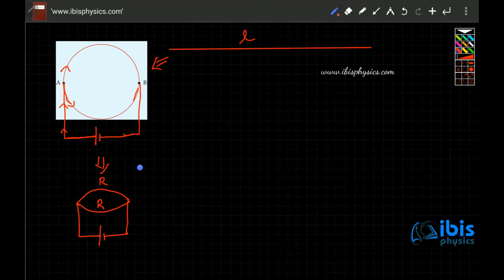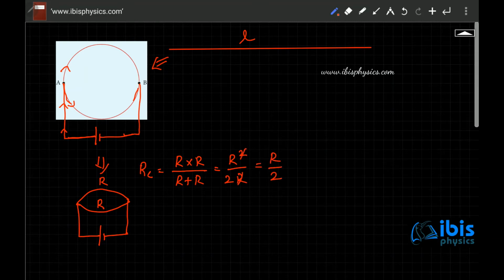Then the effective resistance R effective will be R1 R2 divided by R1 plus R2, which is R into R divided by R plus R. Effective resistance will be R square by 2R, which is equal to half of that resistance.